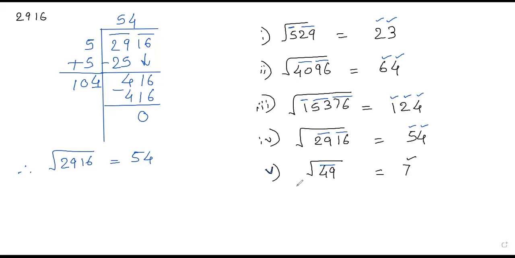Yes, sir. So now this is one more thing. See, this is a method of estimation. Estimation means what? Without even doing the long division, sometimes if you know that the number is a square number, then definitely we can find out the square root. Now see how.